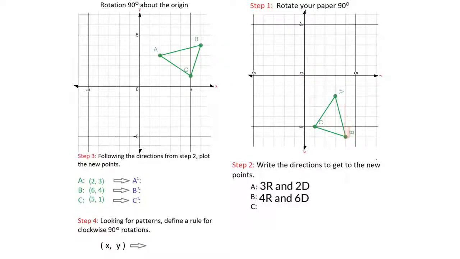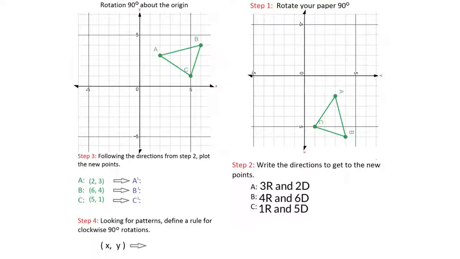So let's erase point B and write in our new directions. So it looks like starting at the origin 0, 0, C moved 1 to the right, and it moved 1, 2, 3, 4, 5 down. So let's go ahead and write in 1 to the right and 5 down.